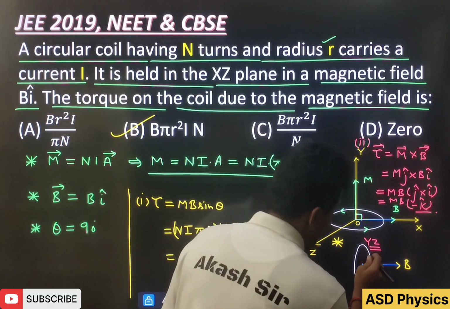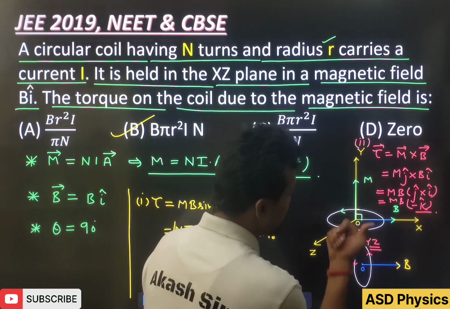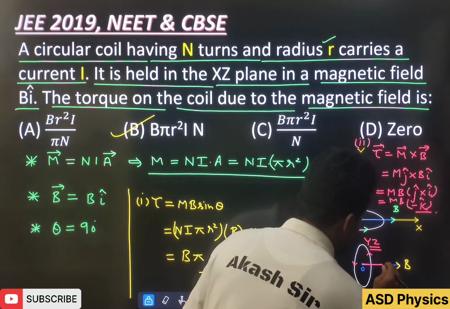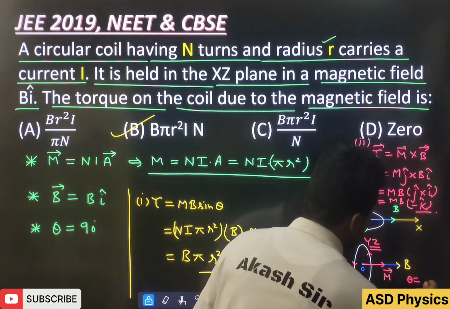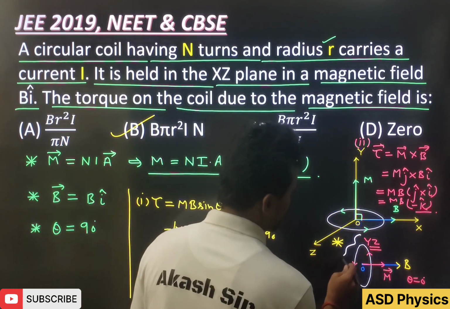Let's take the current flowing in this direction, like this. So curl the fingers along the current, and the magnetic moment will be in this direction. And here you can see the angle theta is 0 degrees. Theta is how much here? 0 degrees, very, very important.